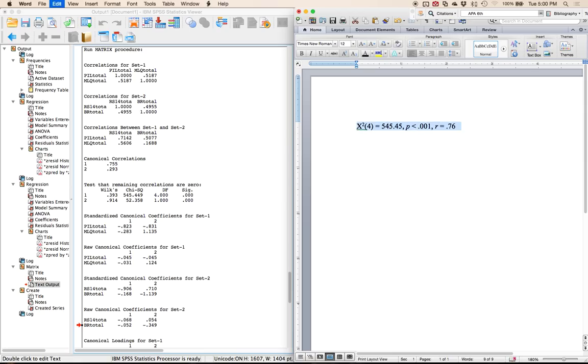For my second variate, let's see, so its degrees of freedom is 1, it's 52.36. And that correlation is 0.29. Okay. So they're both significant amounts of variance. So that tells me that they're both important.